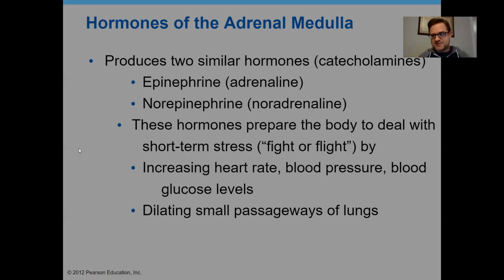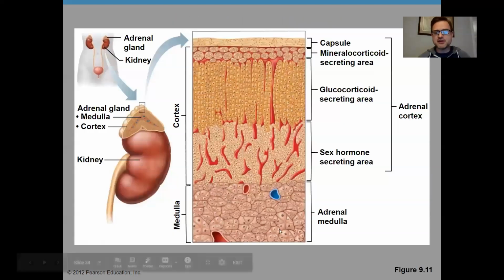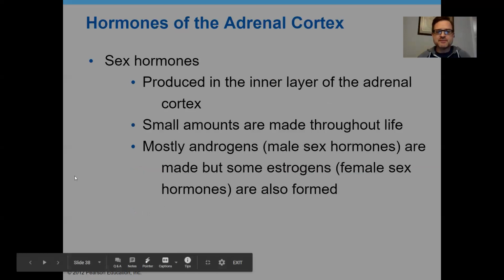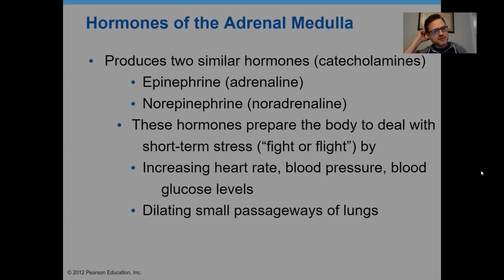Okay, so that's enough for the cortex, right? So now we're moving, and just to show you where we are, now we're going to go down here into the medulla. The medulla produces two hormones that you've heard before, epinephrine and norepinephrine. Epinephrine is just another word for adrenaline. These are called catecholamines. So these are hormones, these are part of your fight or flight response.